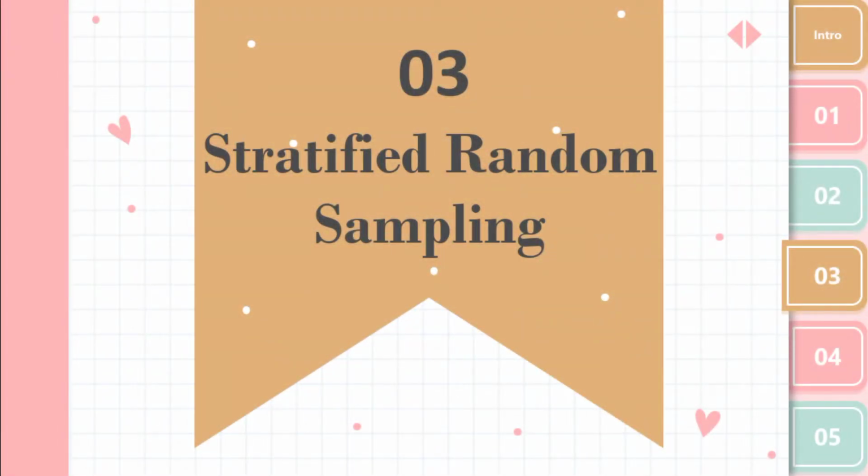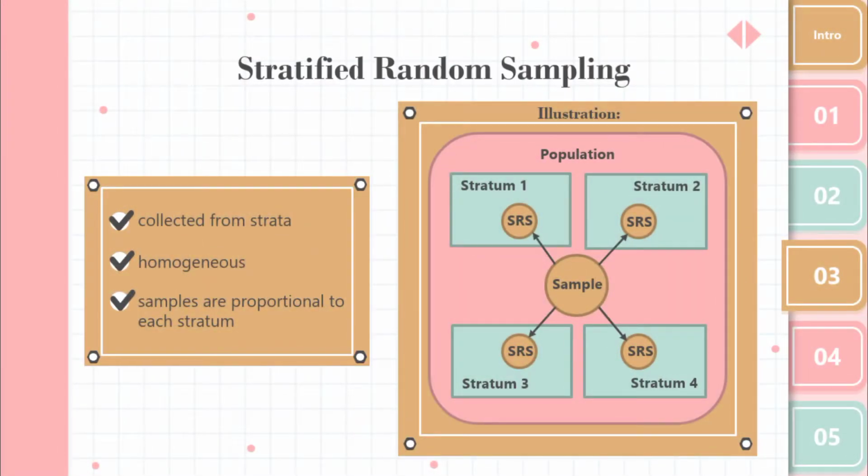The third type of probability sampling is stratified random sampling. In stratified random sampling, the population is divided into homogeneous strata, and then the sample is collected in each stratum.